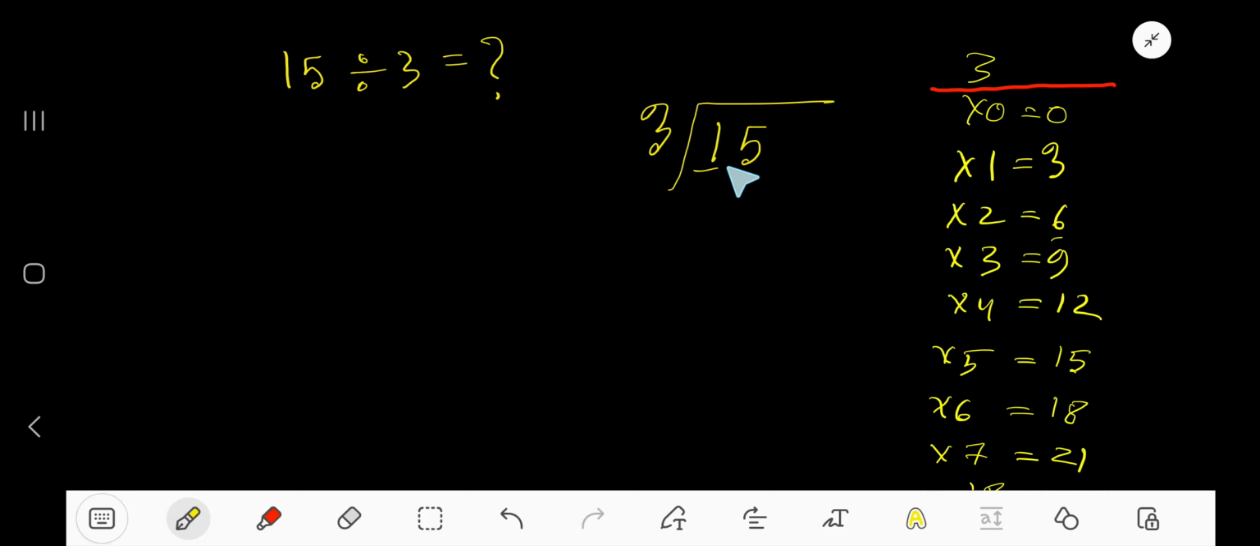3 goes into 1 how many times? As our current dividend 1 is less than 3, so 0 times. 0 times 3, which is 0. Subtract 1, bring down this 5.